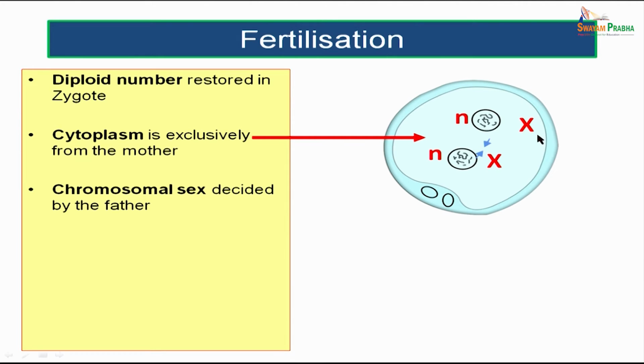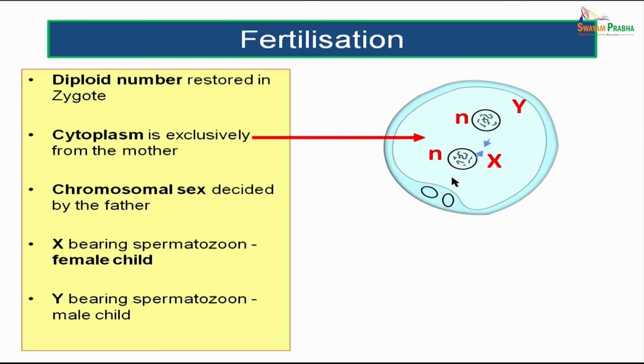So, suppose X comes from female and another X comes from male, the resultant fetus or the embryo will be a female, that is XX. And if the Y counterpart is coming from the male and you still have the X, altogether you have XY, and that will be a male child.